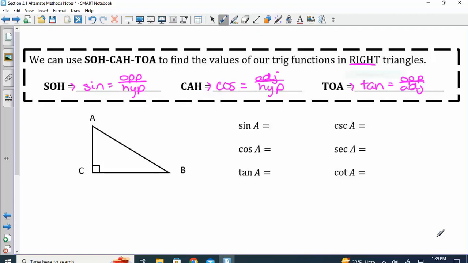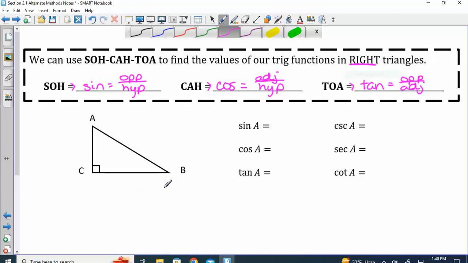It is also going to be extremely important. When you write a trig function, you have to tell me the angle you are viewing from. Okay, you can't just say tangent equals 5. I have to know tangent of what? It would be like having a square root with nothing underneath. That doesn't make any sense. So anytime you're dealing with a trig function, you have to tell me the angle.